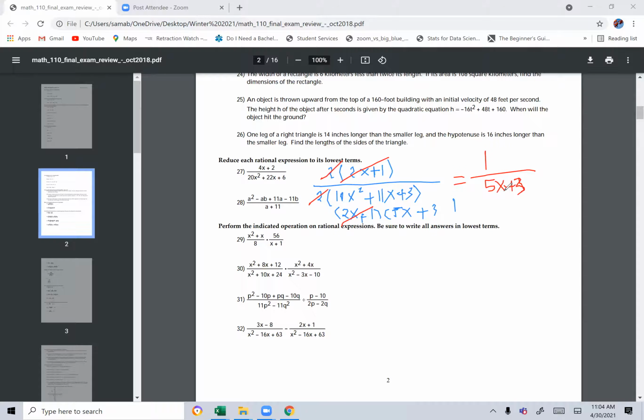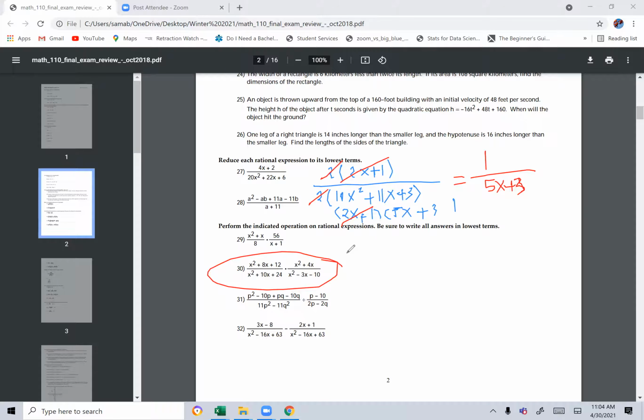All right. Let's go to number 30 now. Multiplying rational expressions. It's all about factoring, guys. I mean, the key topic in intermediate algebra is all about factoring. In order to solve this one, you need to factor the top, factor the bottom, and reduce. So let's do this.